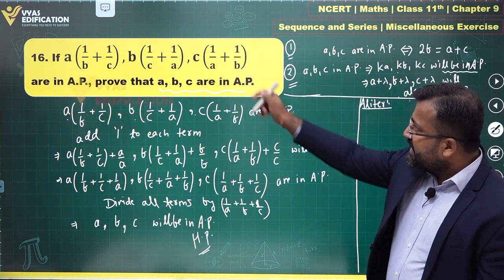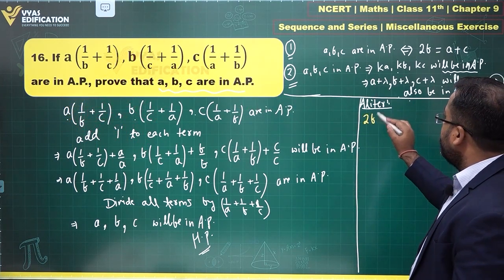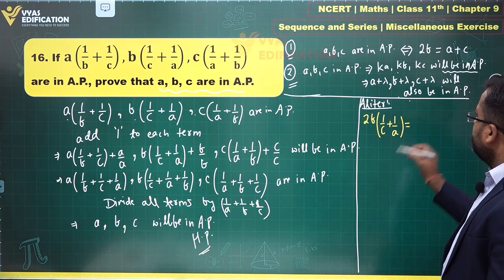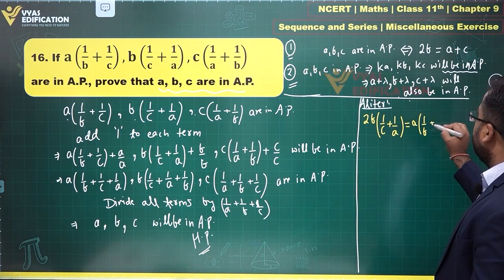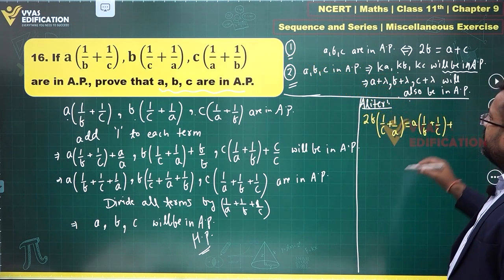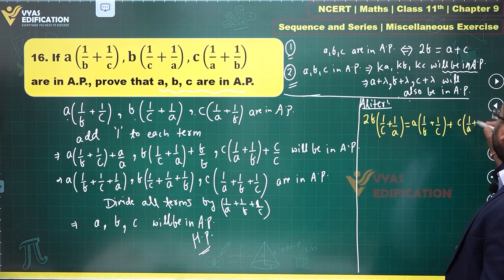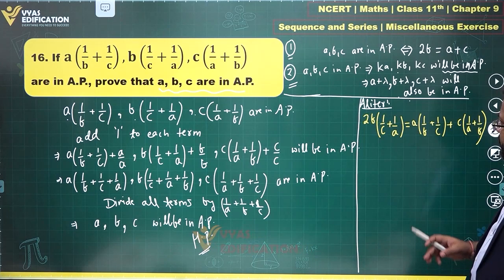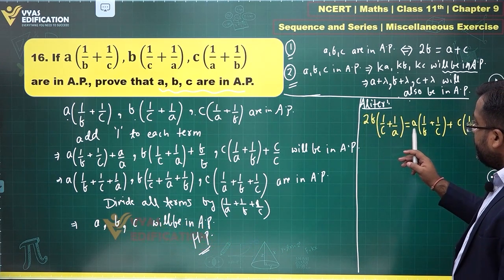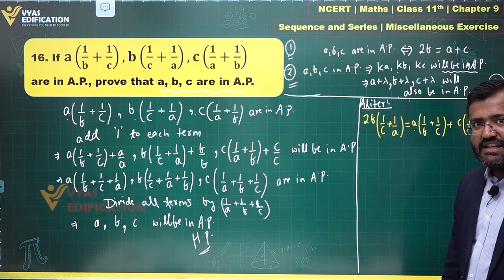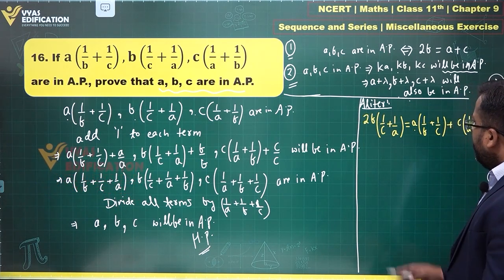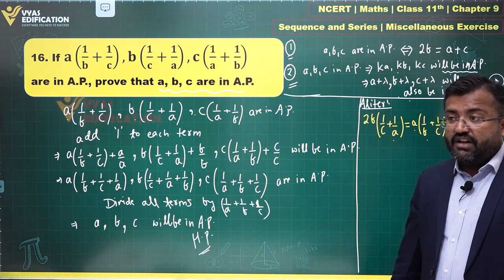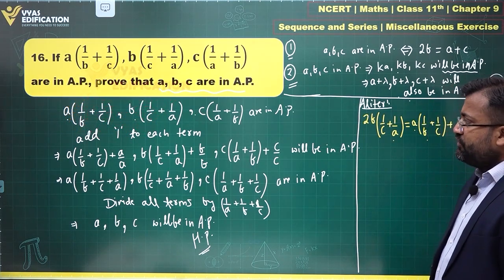If it is given that these numbers are in AP, I can write 2B times 1 upon C plus 1 upon A is equal to first term A times 1 upon B plus 1 upon C, plus C times 1 upon A plus 1 upon B. Now if you observe carefully, what do I need to do? I need 2B to remain as it is, A and C should also remain as it is, yes or no? Yes. These factors are creating problems, and there are complicated things in the denominator. Simplification will be an issue, yes.